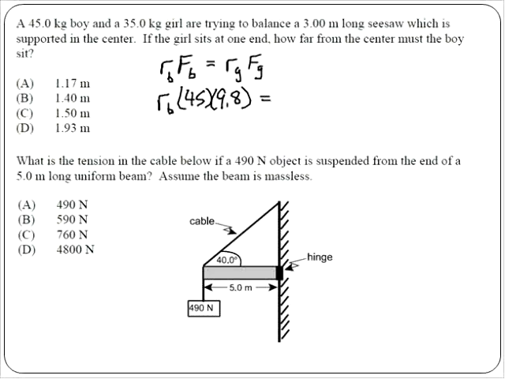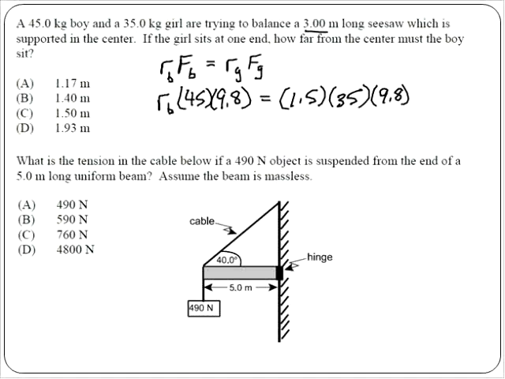On the other side, the distance for the girl, well, she's at one end of the seesaw. Assuming that the pivot is in the middle, then she would have to be 1.5 meters because it was a 3-meter seesaw. So a pivot in the middle would mean the girl is sitting 1.5 meters from the end. The mass of the girl is 35, and g is 9.8.